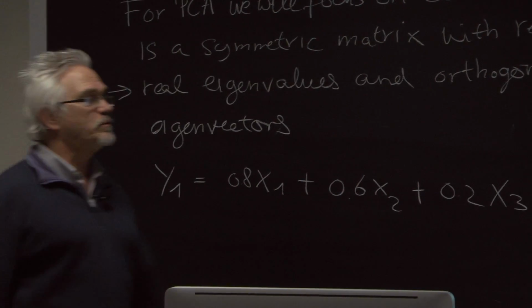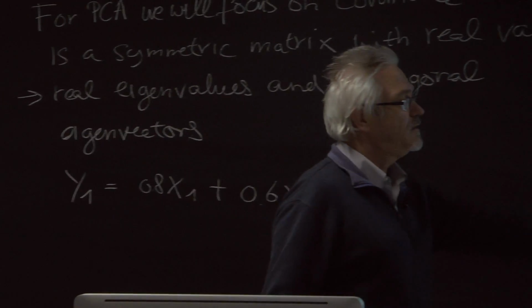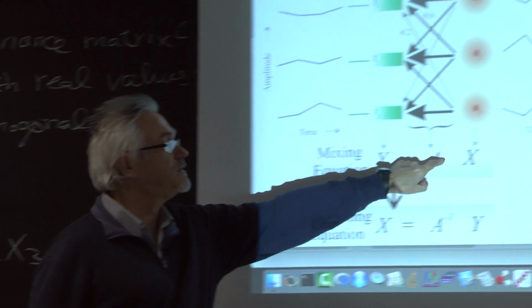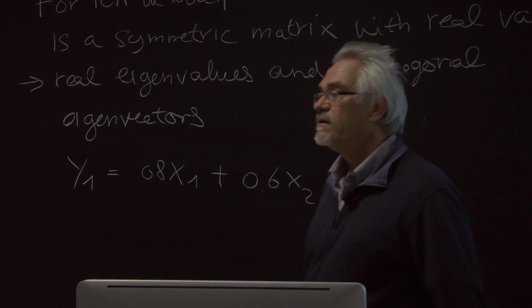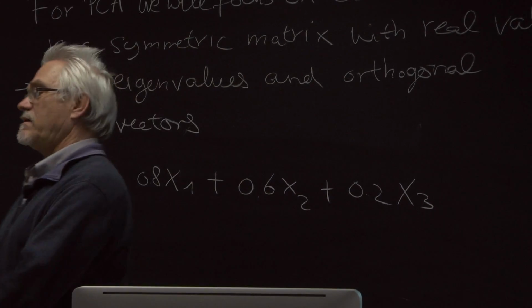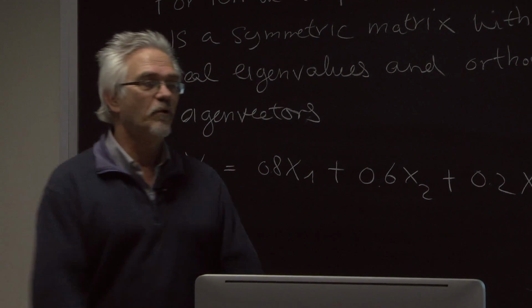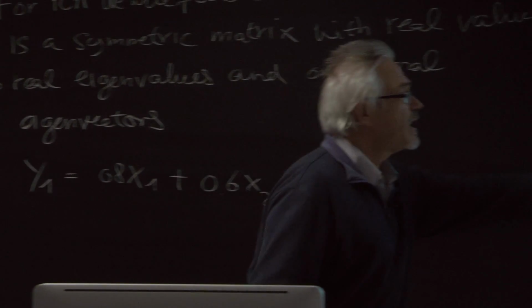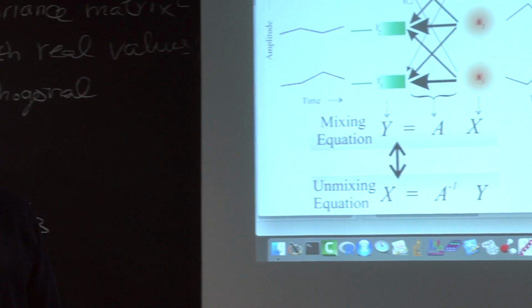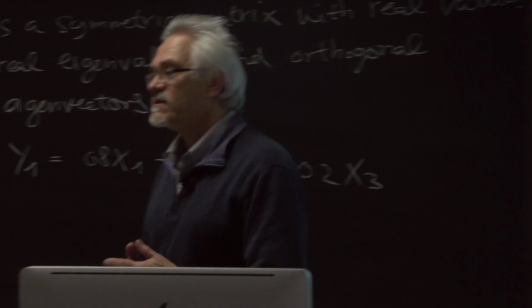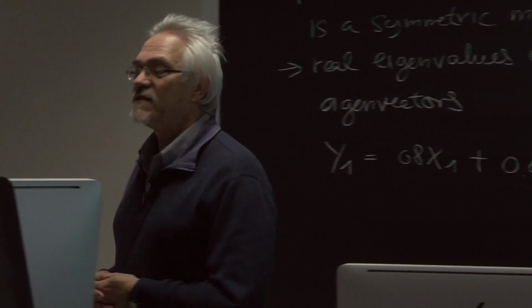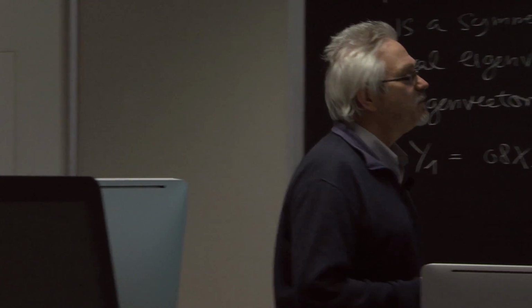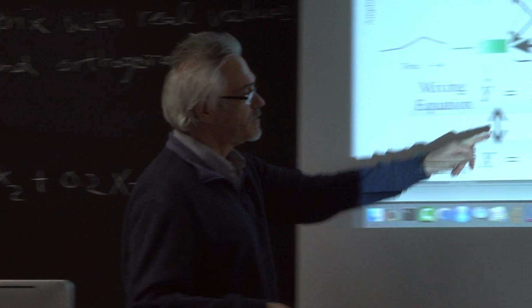With 3 equations, one for y1, one for y2, one for y3, I can put that in a mixing equation, which means that y is just A times x. And A is nothing else than all these coefficients, 0.8, 0.6, 0.2. So I have my sources and my mixing matrix, I multiply the two, and I get what my sensors are measuring. Now, as a neuroscientist, you don't know what your sources are, but you do know what your sensors are measuring. So this is kind of my forward problem.